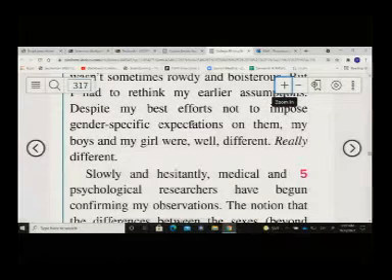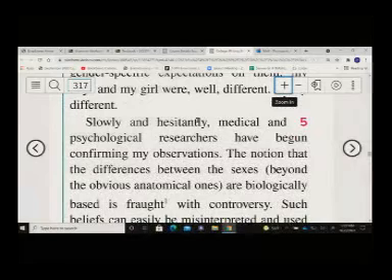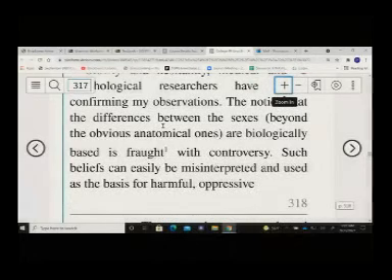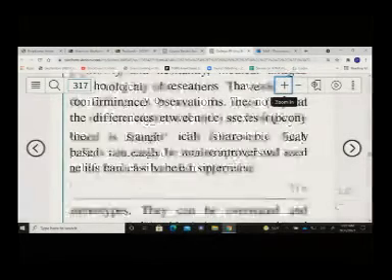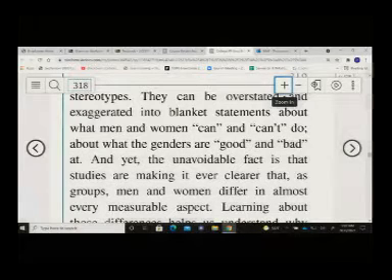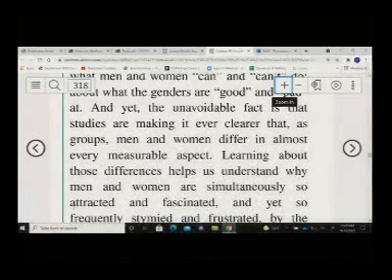Really different. Slowly and hesitantly, medical and psychological researchers have begun confirming my observations. The notion that the differences between the sexes, beyond the obvious anatomical ones, are biologically based is fraught with controversy. Such beliefs can easily be misinterpreted and used as the basis for harmful, oppressive stereotypes. They can be overstated and exaggerated into blanket statements about what men and women can and can't do. I like those quotation marks around it. And about what the genders are good and bad at. And yet the unavoidable fact is that studies are making it ever clearer that, as groups, men and women differ in almost every measurable aspect.